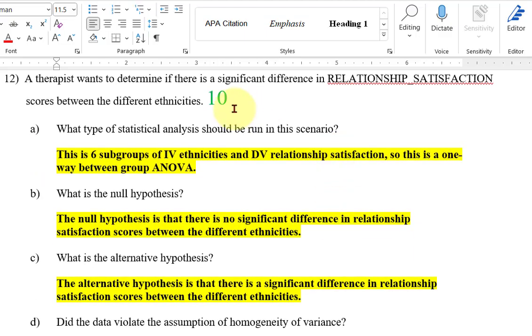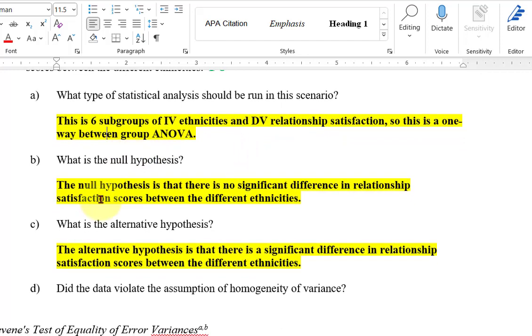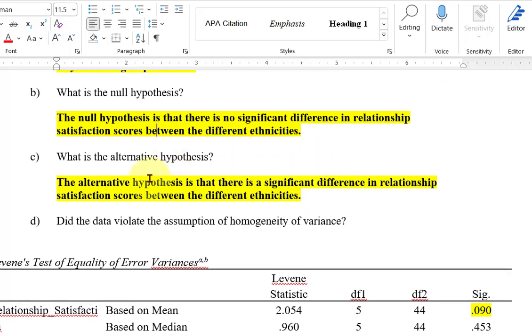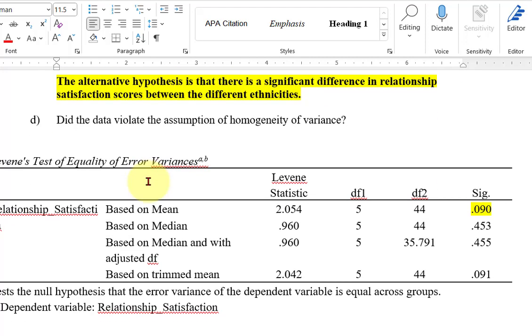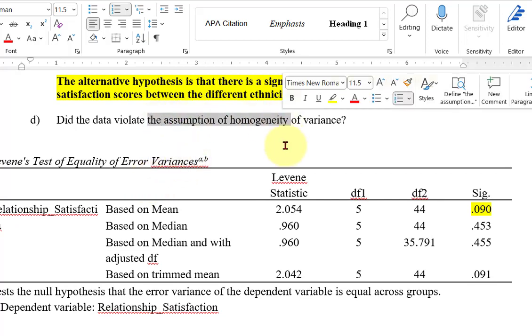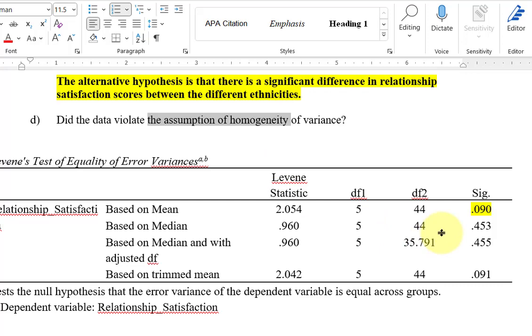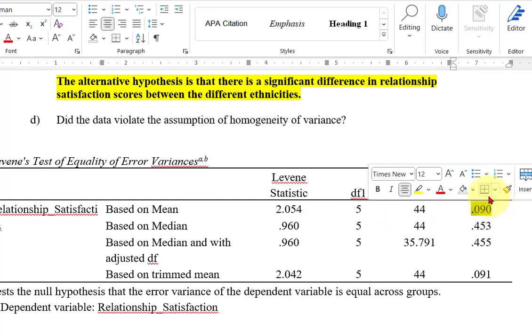So what kind of test? This is a one-way between group ANOVA. The null hypothesis is there's no difference between the means of the relationship scores between the different ethnicities. And the alternative is there is a significant difference, and we found that there was. Did it violate the assumption of homogeneity of variance? No, right? That number has to be less than 0.05.